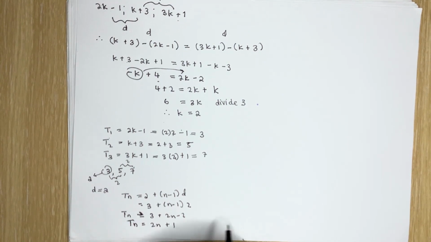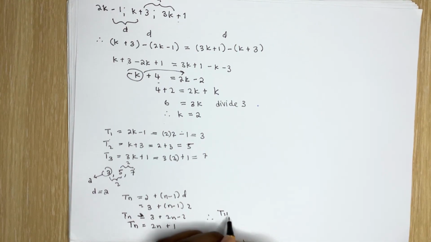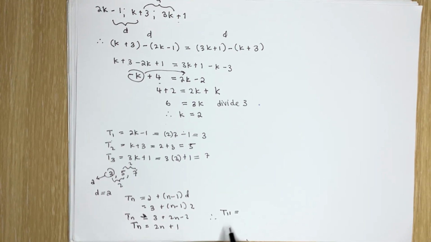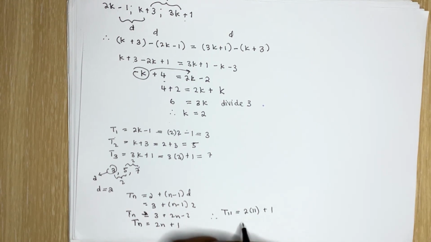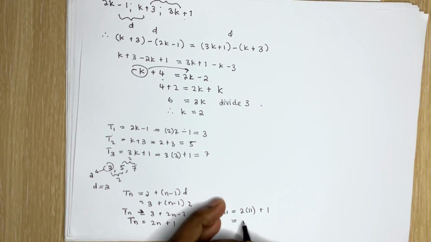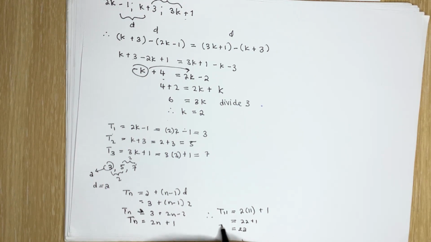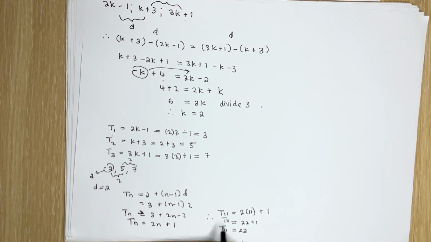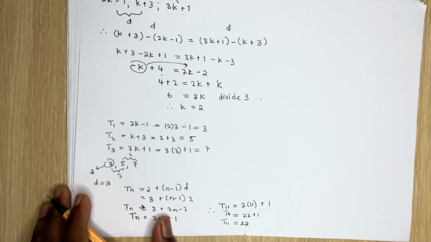Okay, so what is T11? Like we already said previously, you simply substitute the 11 with this n. So in this case, it is going to be 2 into 11 plus 1. And if you do that, we are going to get 22 plus 1, which equals to 23. Okay, so that is the value of the 11th term. So the value of the 11th term is 23.